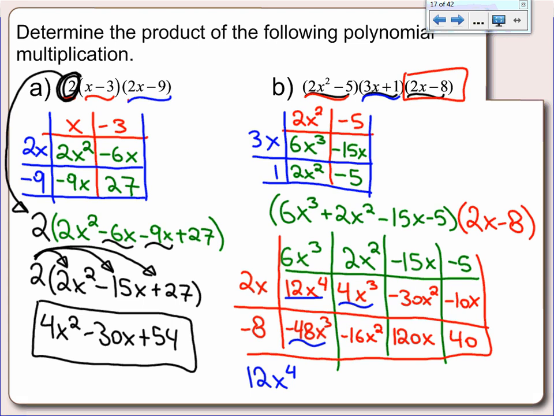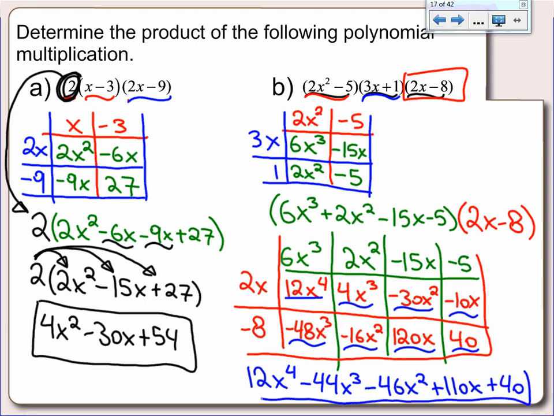So those would combine to be negative 44x cubed. And then you see we have two more like terms on a diagonal from each other to give us negative 46x squared. And then we have two more on a diagonal from each other to give us positive 110x. And then lastly, we have our plus 40. So that is our answer. And that's a very big answer, but it makes sense it's a big answer since it was a pretty big question.